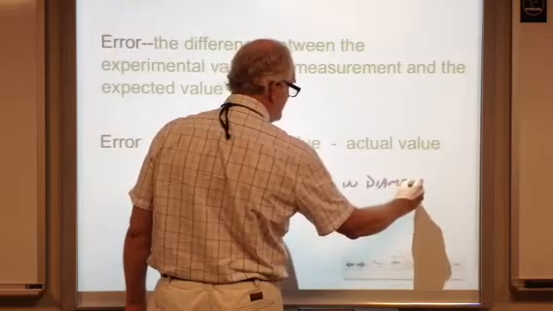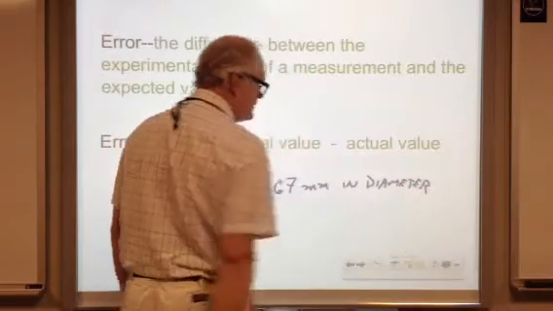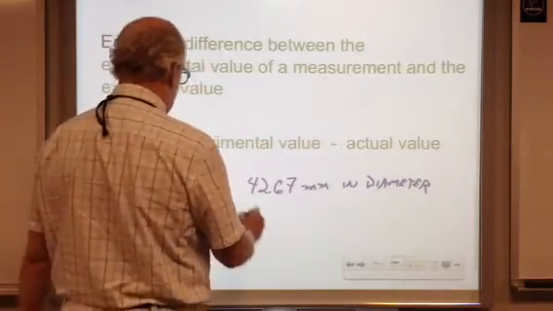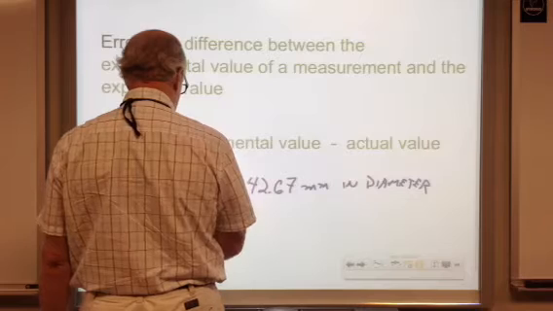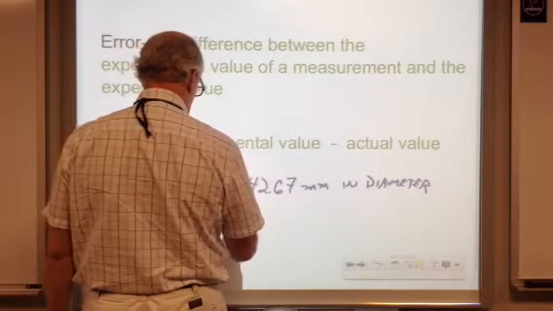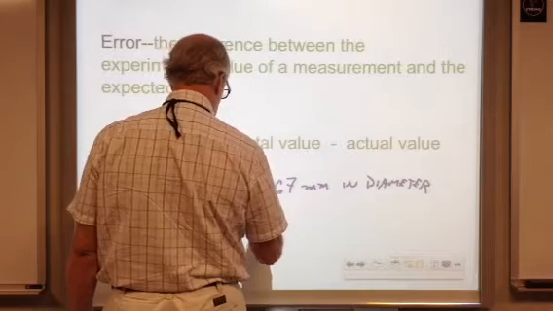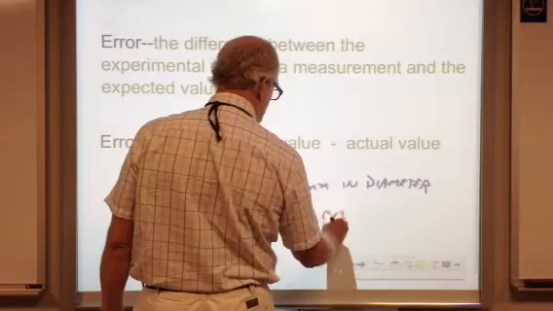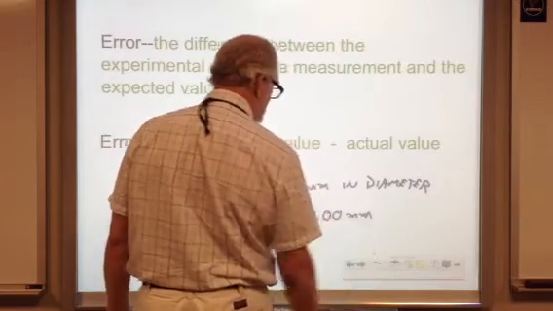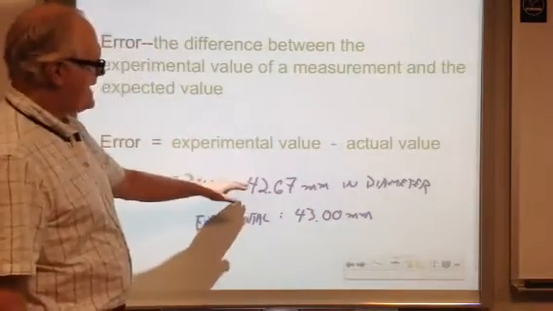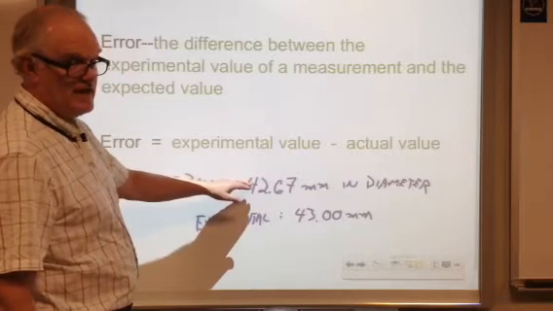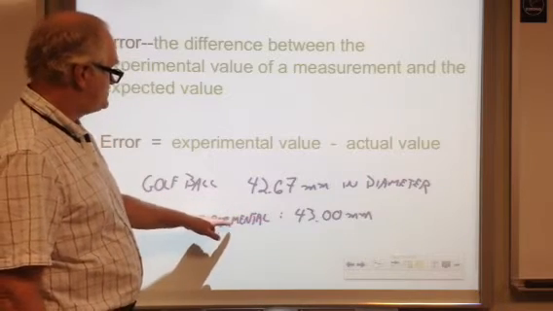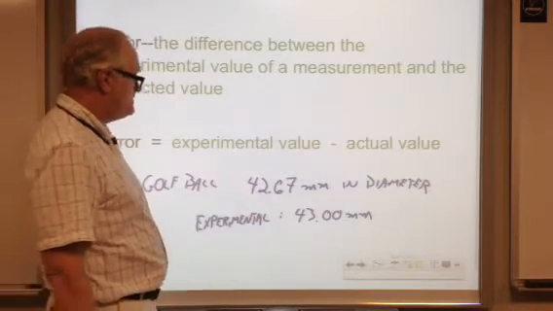So let's suppose that we did a measurement. We took a golf ball, we measured it with whatever device we had, and we found out that our experimental value, when we measured it, was 43.00 millimeters. Okay? So this was our expected value, or our actual value, what we know should be the answer. And this was what we got, our experimental value. It's what we got when we actually made the measurement.